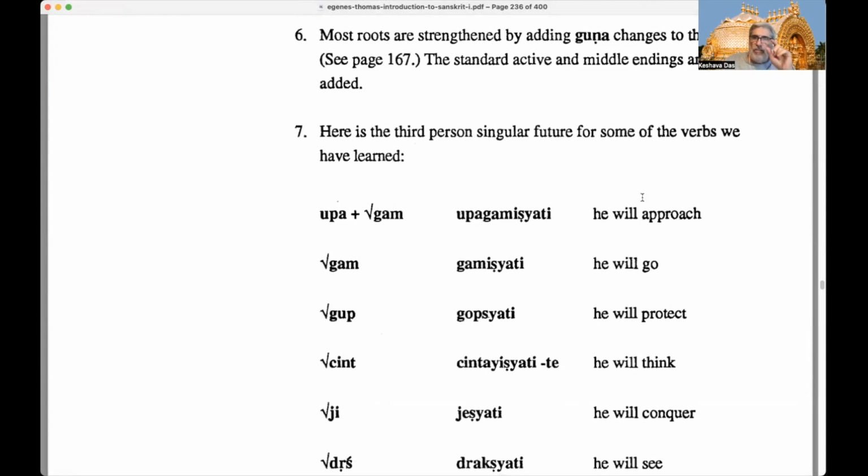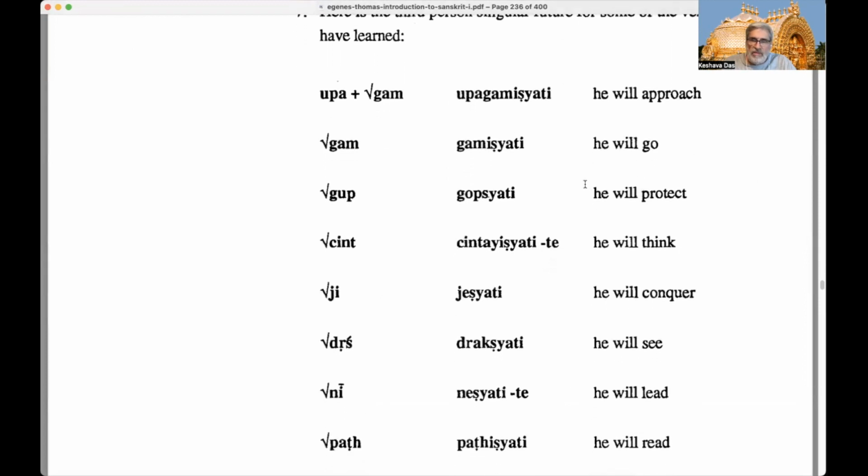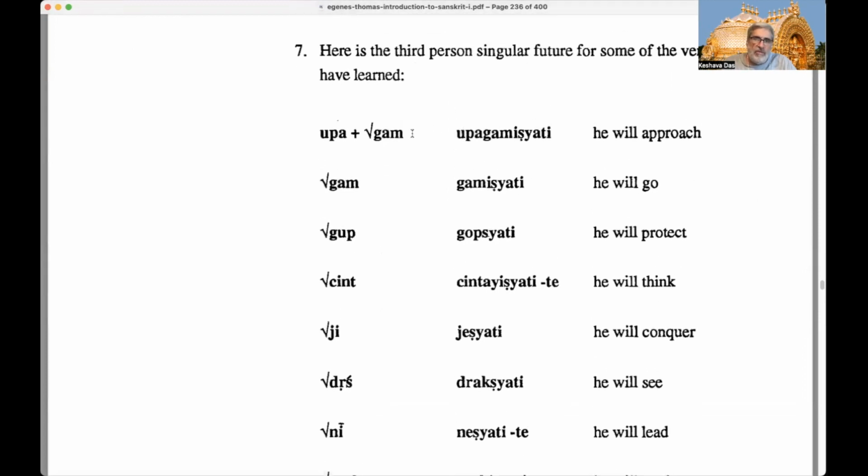So here is the third person singular future of some verbs that we've learned. Well, let's go straight to the second one and not talk about the first one. It's the same as the first one, basically. Well, we can start at the first one. Okay, so we've got gam, the root gam. So gam becomes gaccha, right? Gam is the root. When you see that square root sign in front of something, it means it's the root. When it's not there, it'll be the stem. So the root gam becomes gaccha to form the present tense.